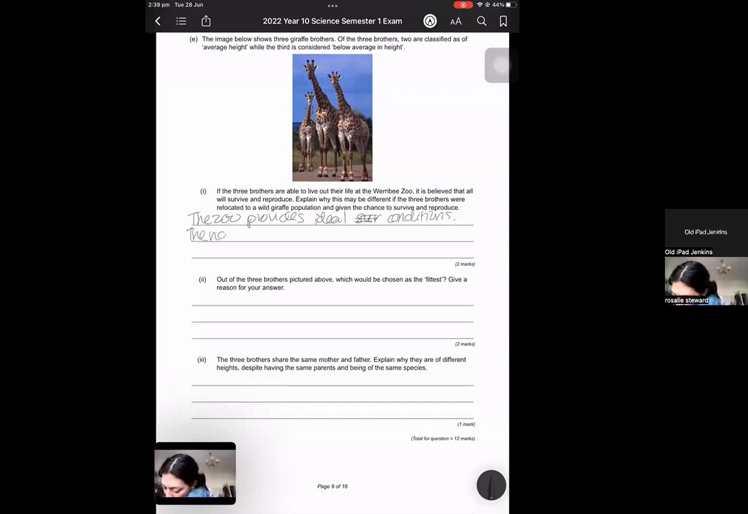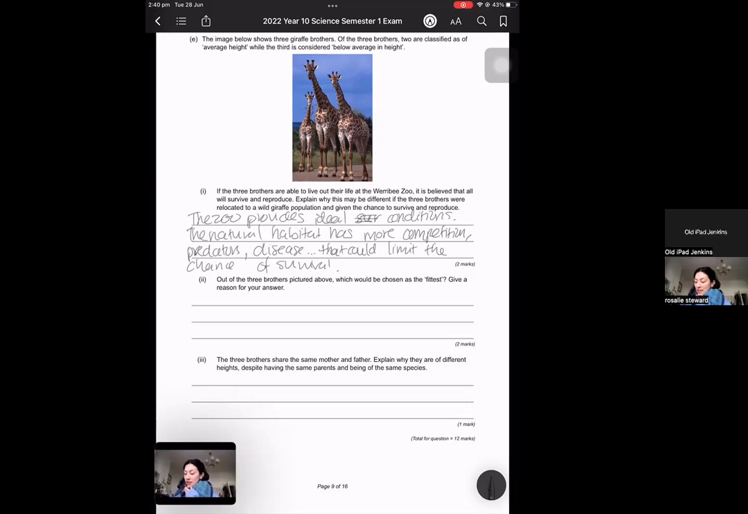The natural habitat has more, and you could list a bunch of things. You could say more competition, predators, disease, more factors that could limit the chance of survival. So that's all right, 2-mark question. Out of the 3 brothers pictured above, which would be chosen as the fittest, give a reason for your answer. So again, it is the most suited to their environment.